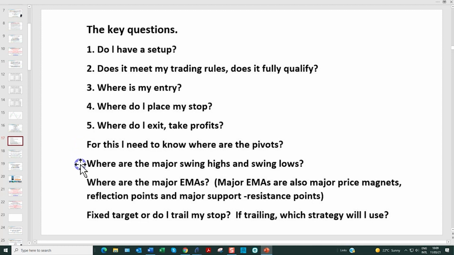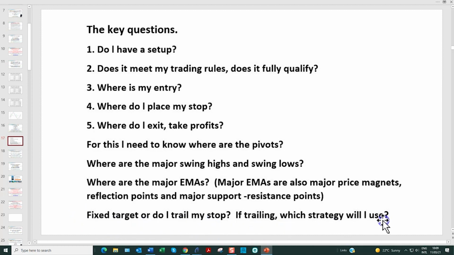We need to know where our major swing highs or lows are. And by the way, none of this is rocket science. Okay, where are the major EMAs? One of the most important factors that most traders have no idea on. Both the pivots and midline pivots and the major EMAs, they are price magnets. So then, do we have a fixed target, or do you trail the stop?